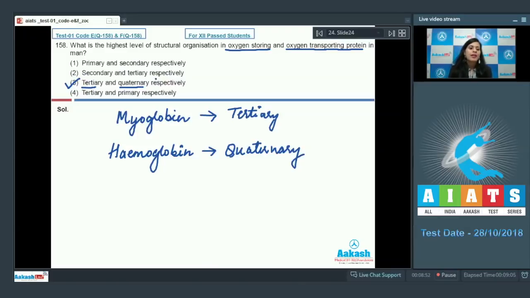The very first option given is primary and secondary respectively, and this is incorrect because these two levels of structural organization are present in both these proteins. The second option is secondary and tertiary respectively, and this is also incorrect because both these levels of structural organization are present in these two proteins. The fourth option is tertiary and primary, and this is an incorrect option because primary structure is present in both the proteins, and primary and tertiary levels are not the highest level of structural organization. So the correct answer for this question is option number 3. Let's move on to the next question.